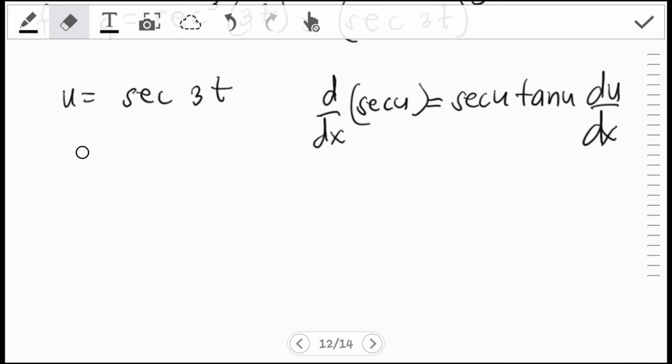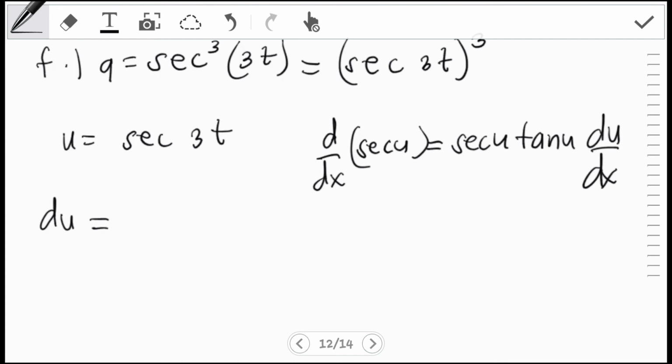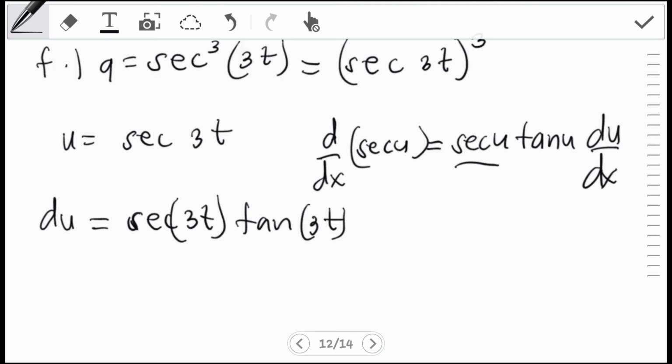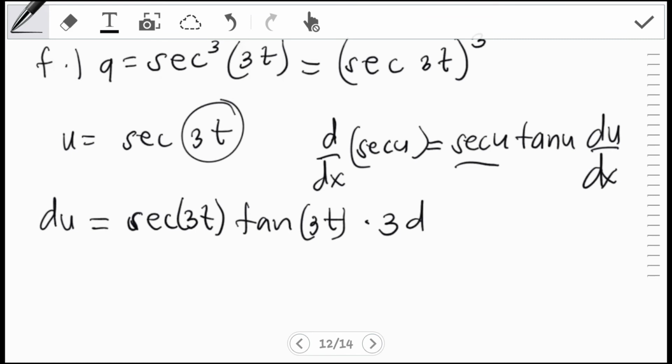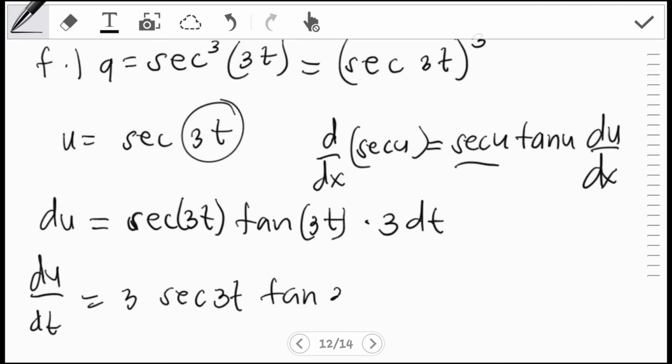So where du here is equals to secant 3t, then tan 3t, then the derivative of 3t, that is 3, okay, 3 dt. So therefore, where du over dt here is equals to 3 secant 3t tan 3t. Okay.